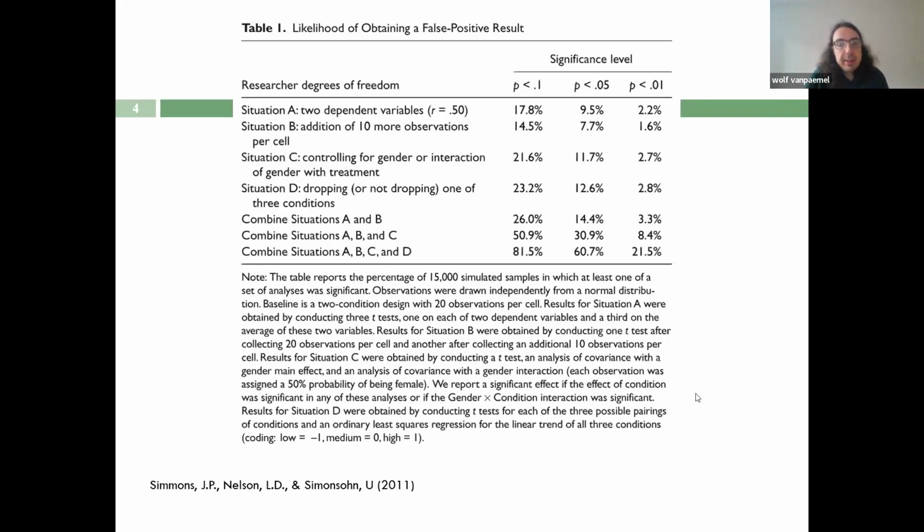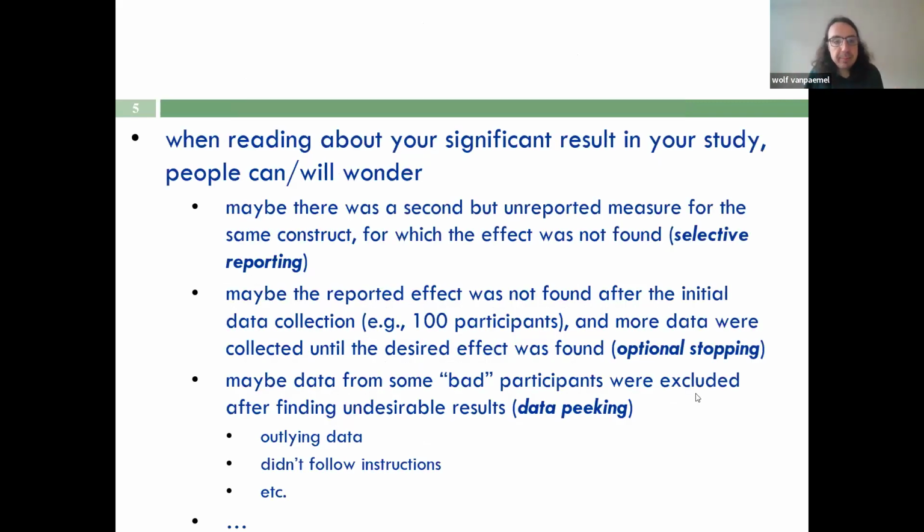These kinds of data-dependent decisions increase a false positive rate. False positives are not bad, or at least something we need to accept, but just to some degree. And some part of your readership will wonder about your significant results. You did your research, you published it. What happened? How did that come about? Did that come about by exploiting these researcher degrees of freedom?